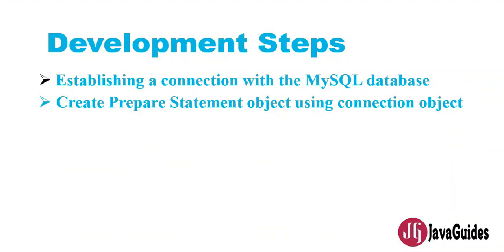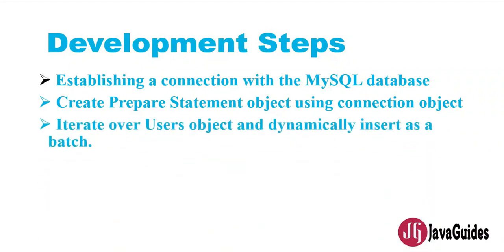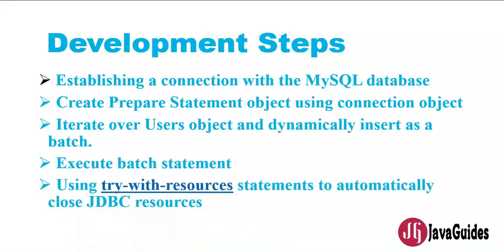So we establish a connection with a MySQL server, and we create a preparedStatement object using the connection object, and we iterate over the user objects and dynamically insert them as a batch, and we execute the batch statement. And basically we use the try-with-resources statement to automatically close the JDBC resources.